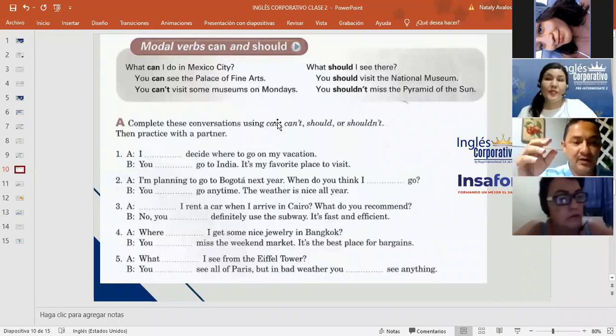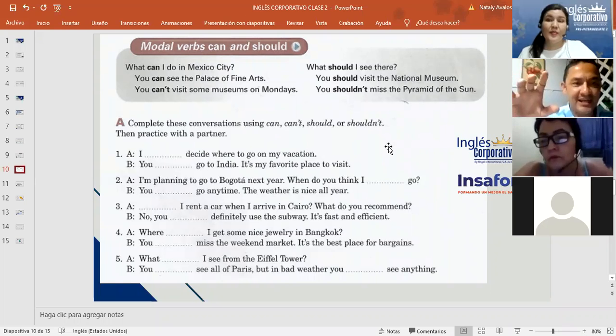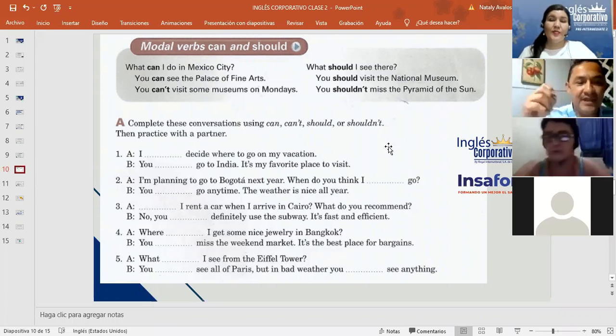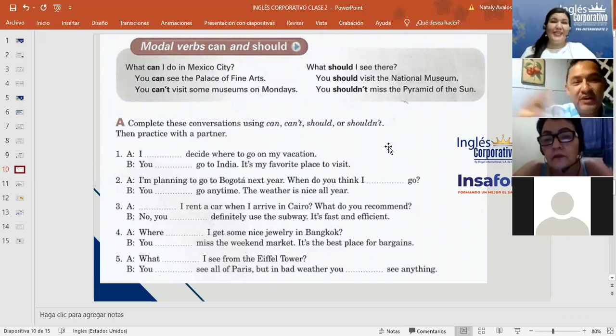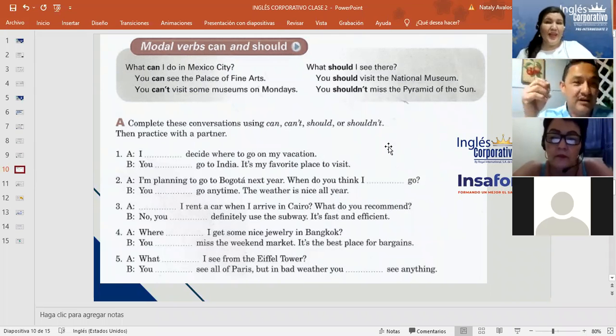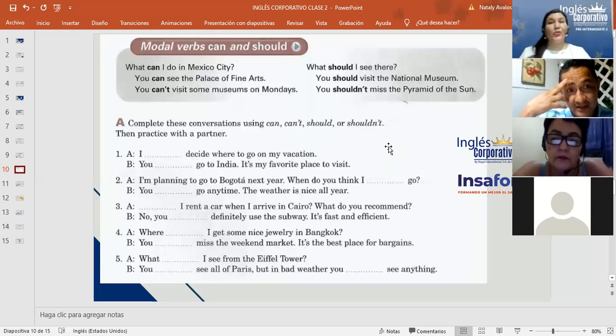in this moment, we use only can. Mm-hmm. Or I recommendation, for example, Nati, you cannot be afraid. Uh-huh. Well, in this case, you cannot be afraid. O sea, como una recomendación, no tengas miedo. I can say that. Okay, in this case, it is better to use shouldn't. No deberías.